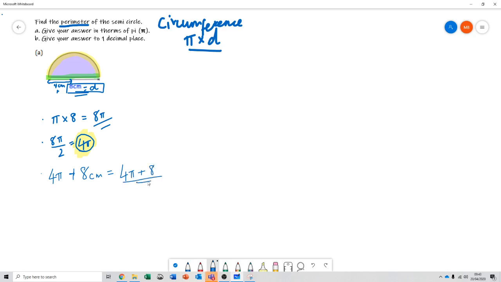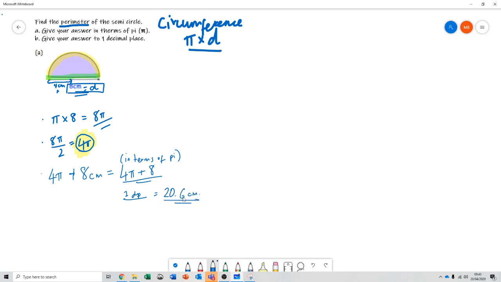However, that would be the answer in terms of pi. Okay, now if the question said give your answer to 1 decimal place, then we would need to type that into our calculator exactly as we see it, which is 4 pi plus 8, and we would get an answer rounded to 1 decimal place, so you guys would have to round this yourselves, of 20.6 centimeters.